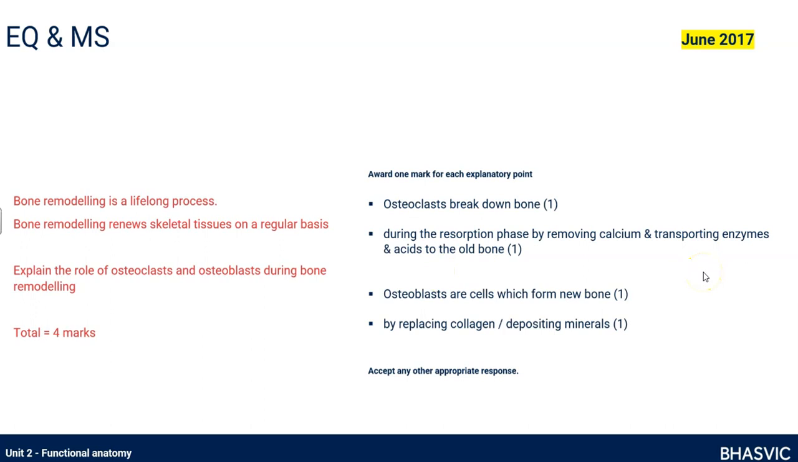You can see that it's fairly similar. Osteoclasts break down, with resorption of calcium and acid, the old bone. Osteoblasts form or build new bone by depositing calcium and collagen.